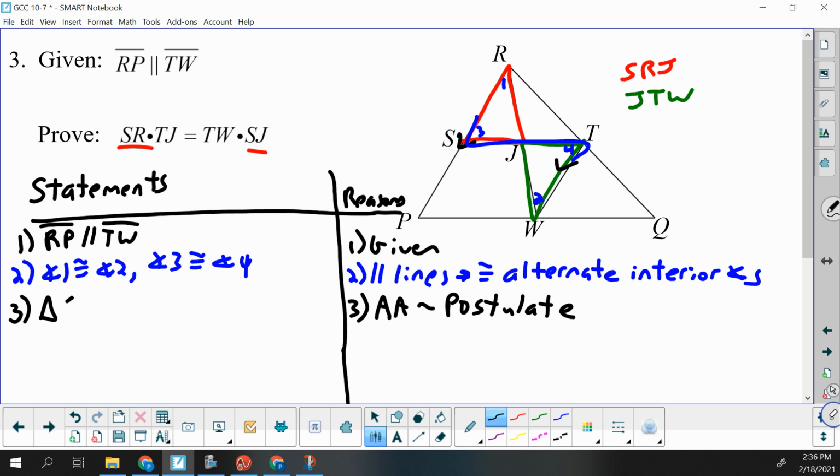Triangle, we'll go SRJ first. Is similar to triangle. S was the alternate interior that matched with T. R was the alternate interior that matched with W. And then J was the third letter. Automatically, next we do similar triangles implies proportional sides.